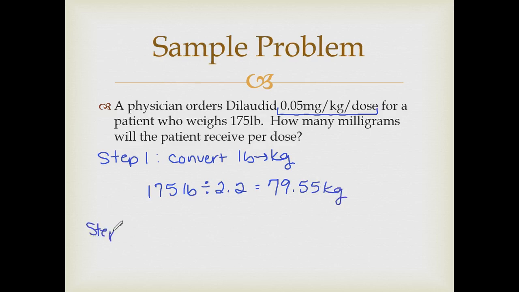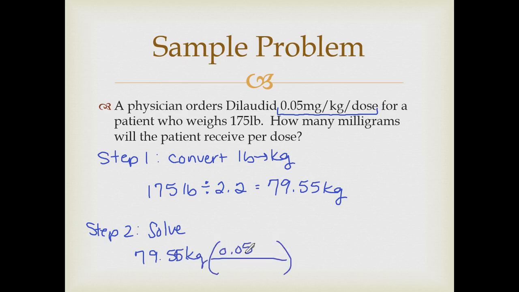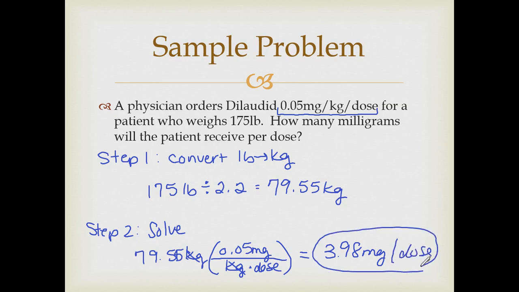Step 2, I'm going to go ahead and solve. So if the patient weight is 79.55 kilograms and the patient is going to get 0.05 milligrams per kilogram of body weight per dose, my kilograms will cancel. I have 79.55 times 0.05, and that gives me 3.98 milligrams per dose for this patient. So the last 2 examples are examples of how to calculate dosing by weight.